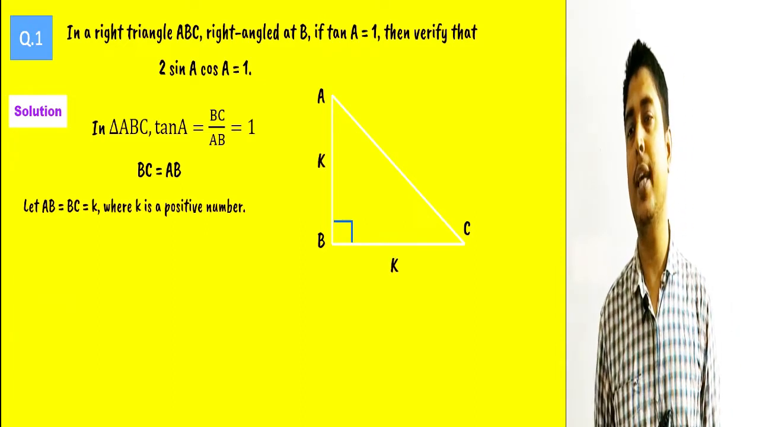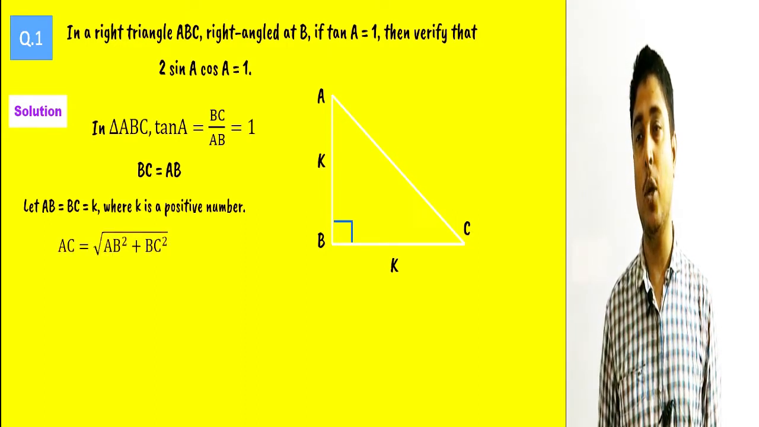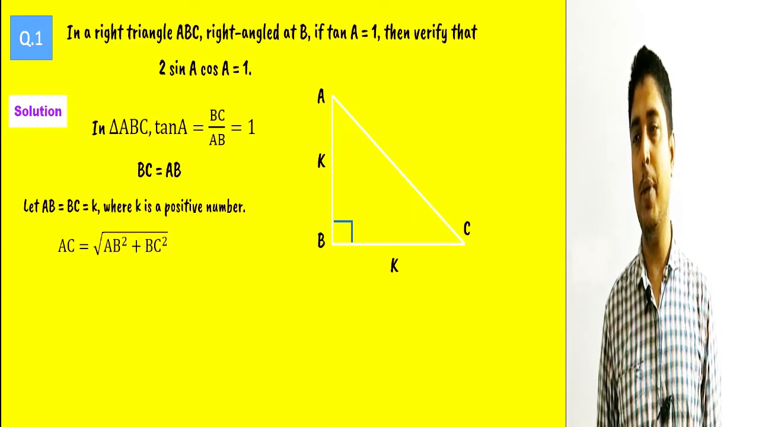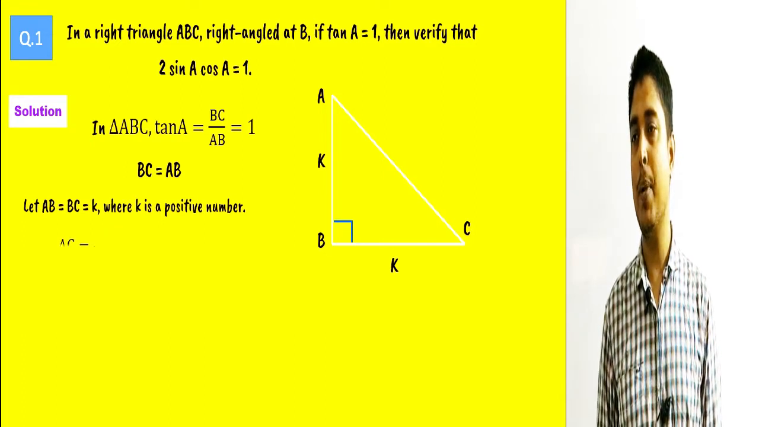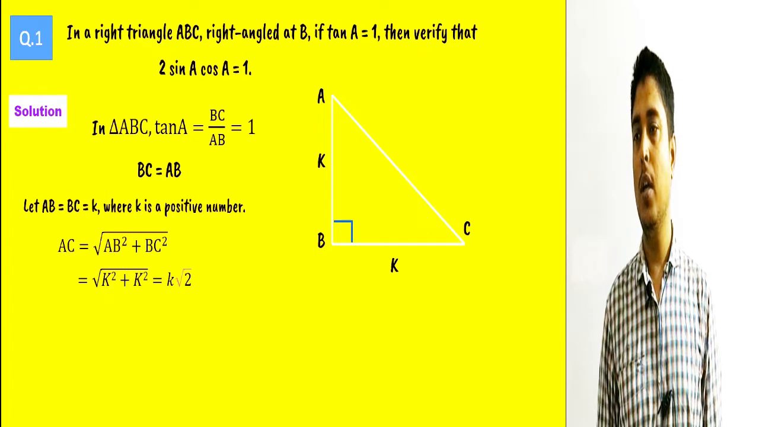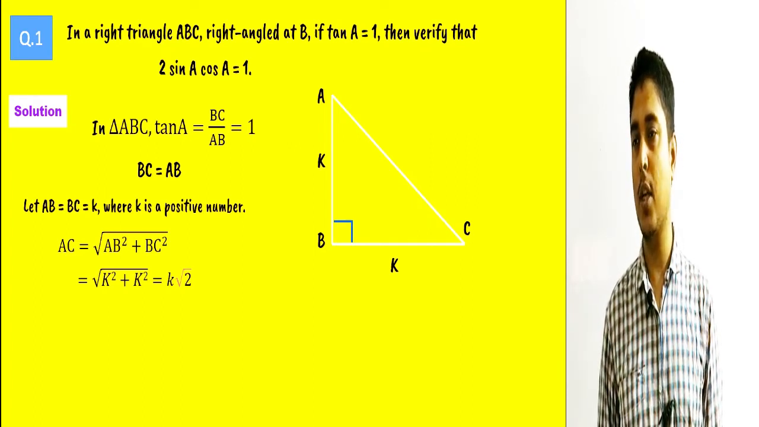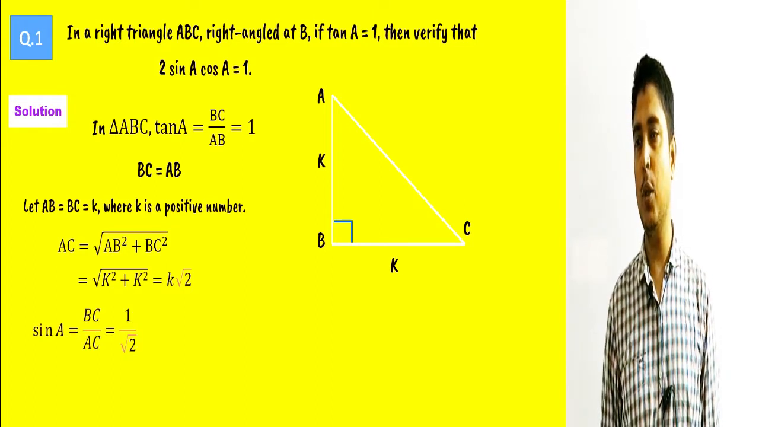So let AB be equal to BC be equal to K, where K is a positive number. Okay, now this is K, this is K, so AB is K and BC is K. Now we will use the Pythagoras theorem. We can say that AC square is equal to AB square plus BC square, hence AC is equal to the square root of AB square plus BC square. Now we put the values: square root of K square plus K square, that is equal to K times square root of 2, and we have been able to find AC.